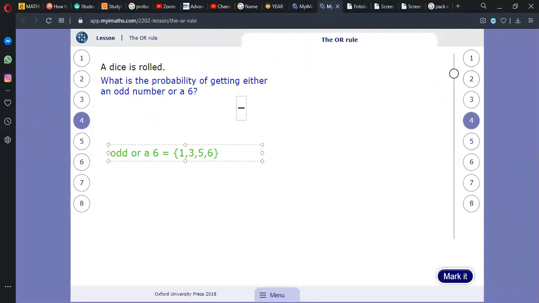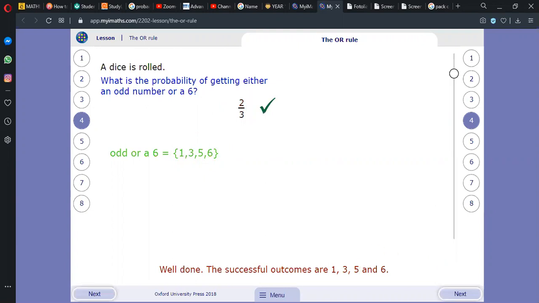So we see that 1, 3, 5, those are your odd numbers, and there's only 1, 6. So how many of them altogether is my required outcome? That is 4. So probability should be 4 over 6. But of course, we can reduce, and that reduces to 2 over 3. If you mark it, that is correct. The successful outcomes are 1, 3, 5, and 6, and then we're able to do that. Let's move on.